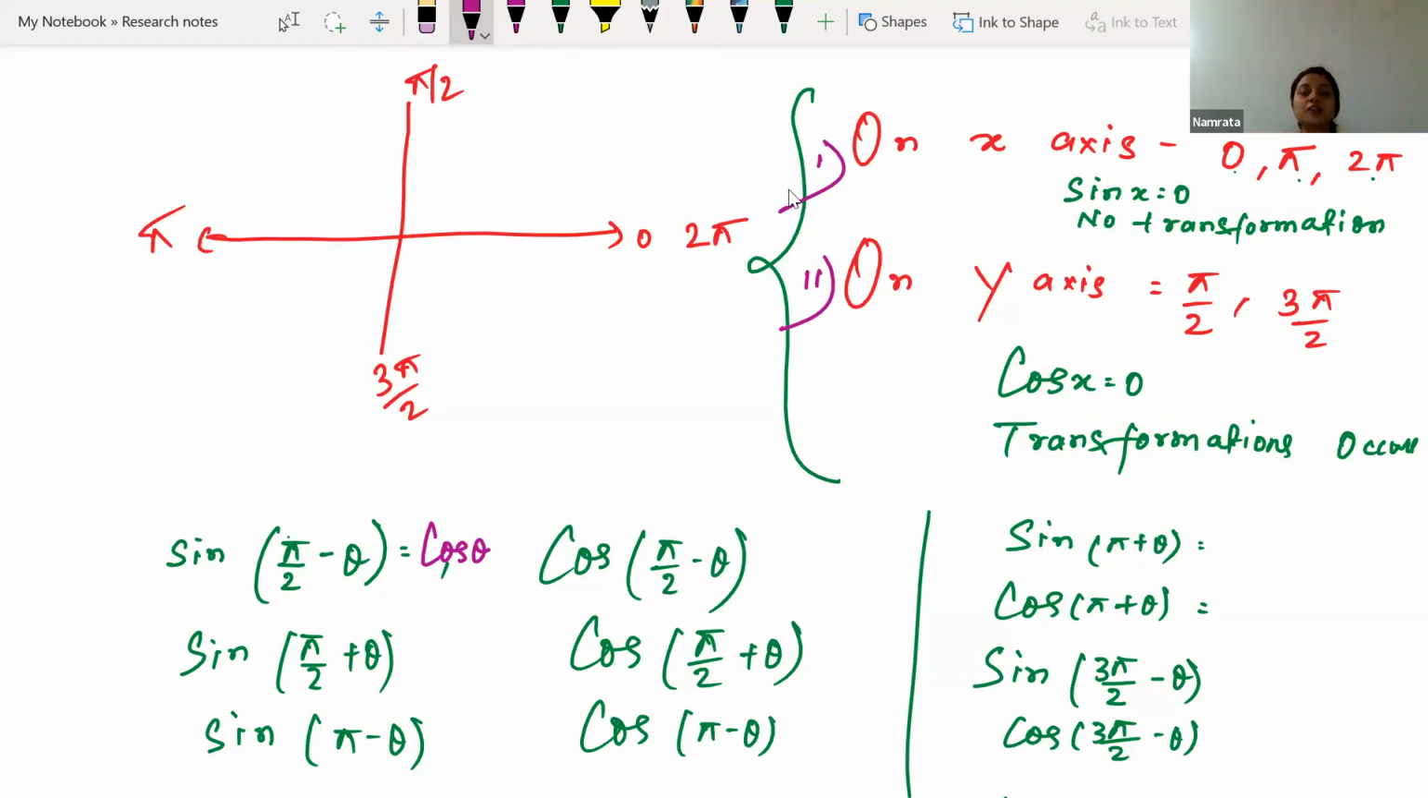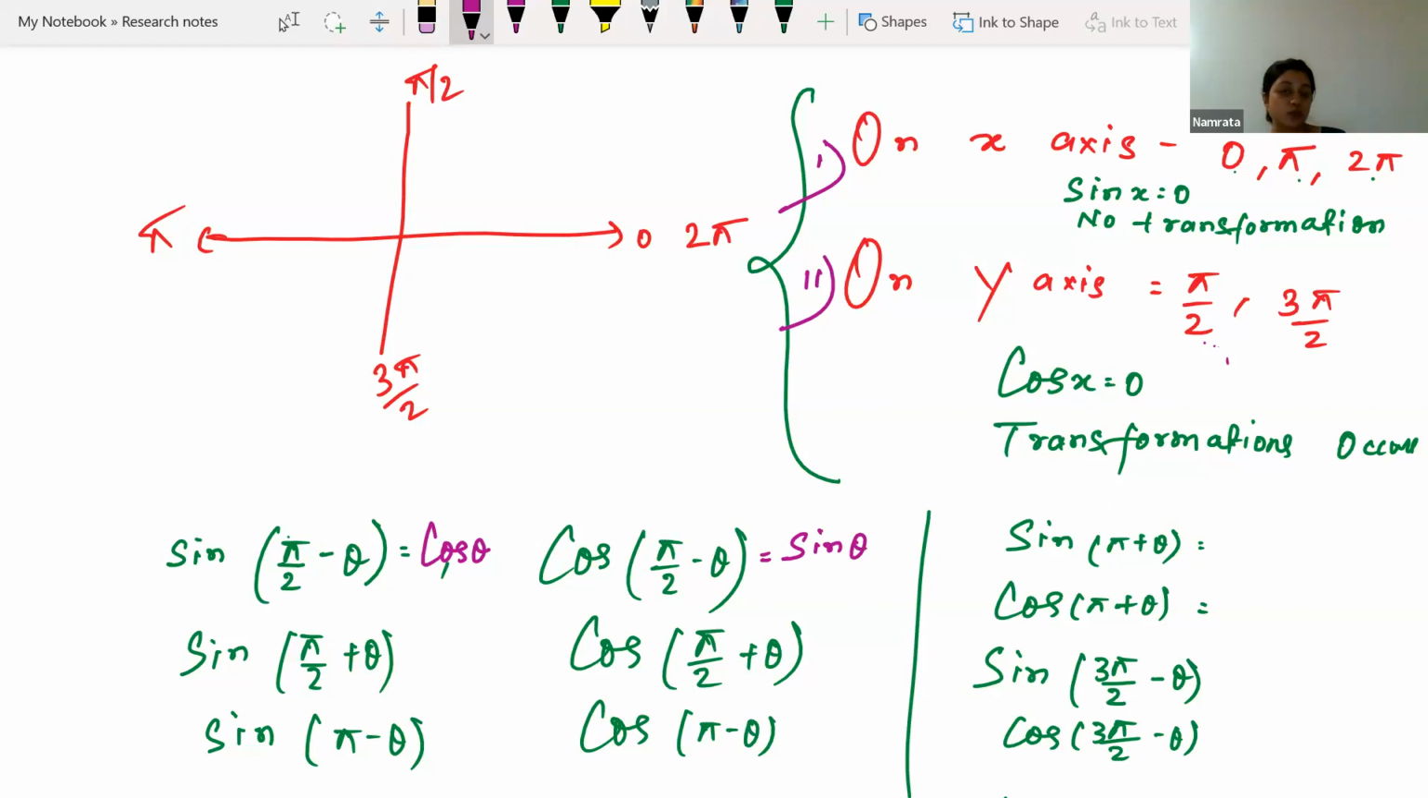From rule number two, whenever you have pi by 2 at first, pi by 2 plus, pi by 2 minus, whatever, if you can see pi by 2, that means transformation will occur. Transformation means sine will change to cos and cos will change to sine. Are you getting it? Similarly, cos of pi by 2 minus theta will be sine theta. Is it okay to both of you? Yes, ma'am.